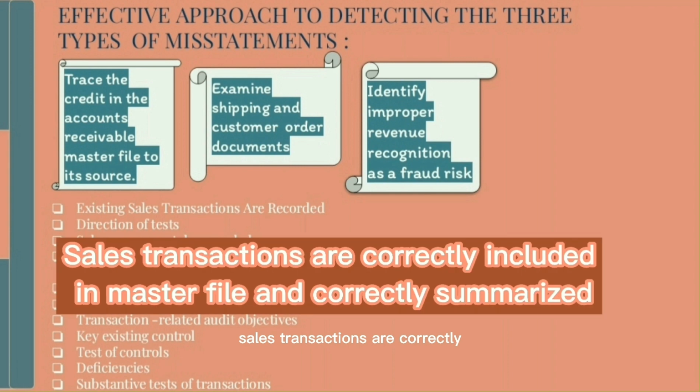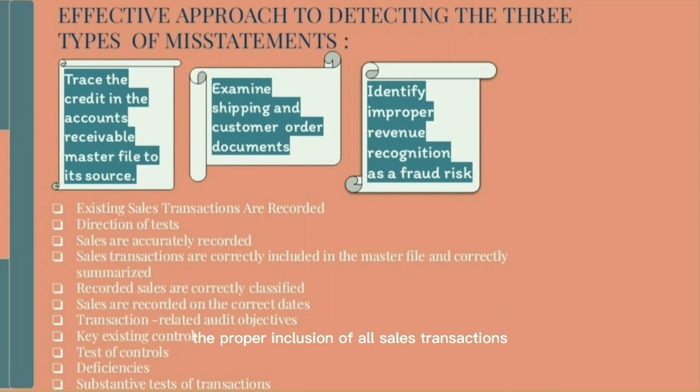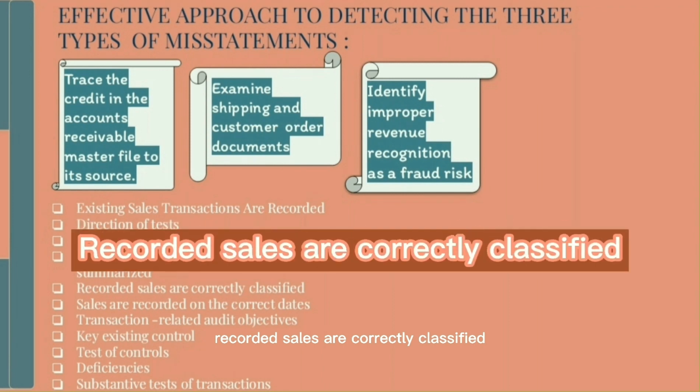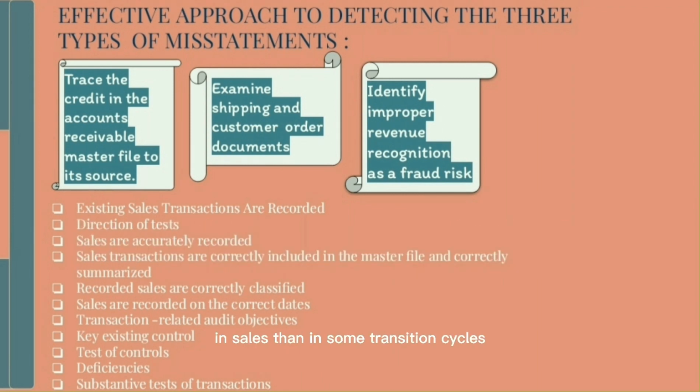Sales transactions are correctly included in the master file and correctly summarized. The proper inclusion of all sales transactions in the accounts receivable master file is essential because the accuracy of these records affects the client's ability to collect outstanding receivables. Recorded sales are correctly classified. Although it is less of a problem in sales than in some transaction cycles, auditors must still be concerned that transactions are charged to the correct general ledger account.